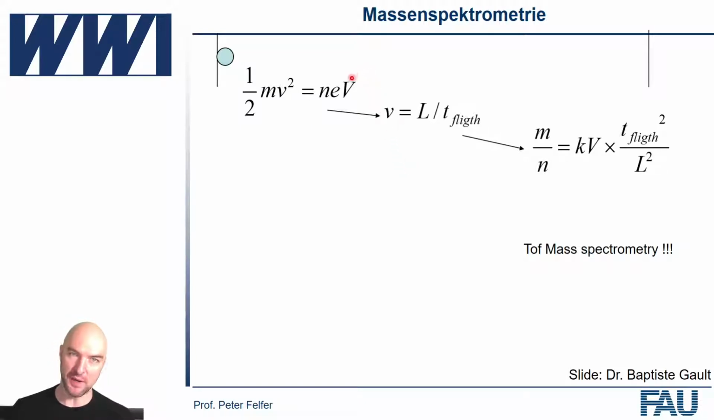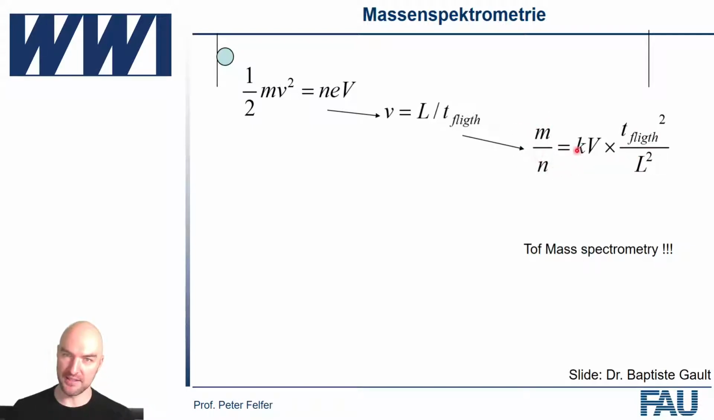We might not know the potential with absolute exact accuracy. We might not know the flight time with absolute exact accuracy, and we might not know the flight path length with exact accuracy. But if we did, then it's a very simple equation where we have the mass to charge ratio proportional to the square of the ratio between flight time and flight path length.